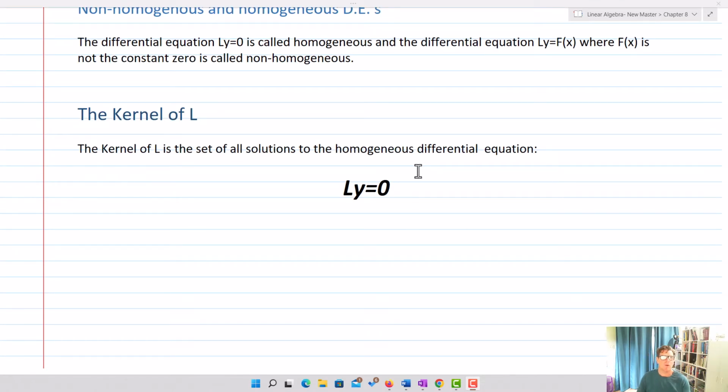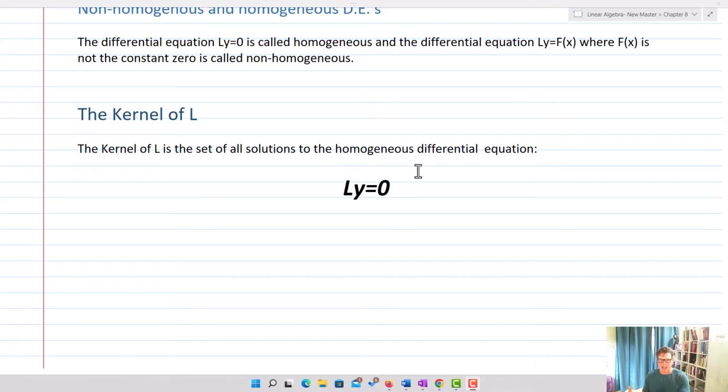So now that we've got this vocabulary, we want to talk about the kernel of L. We've got the linear transformation, and we've got this idea of a homogeneous differential equation. So the kernel of L is going to be the set of all solutions to the homogeneous differential equation Ly equals 0.